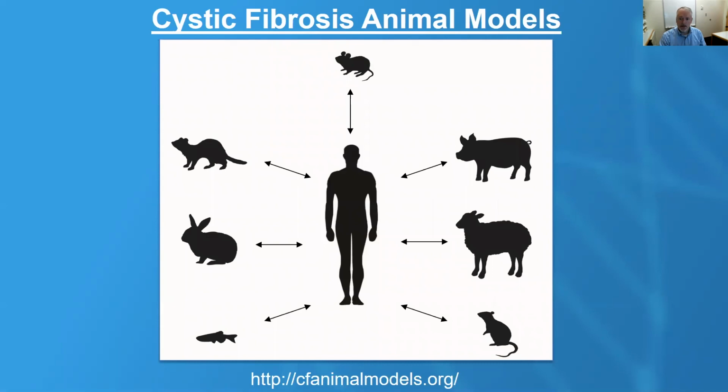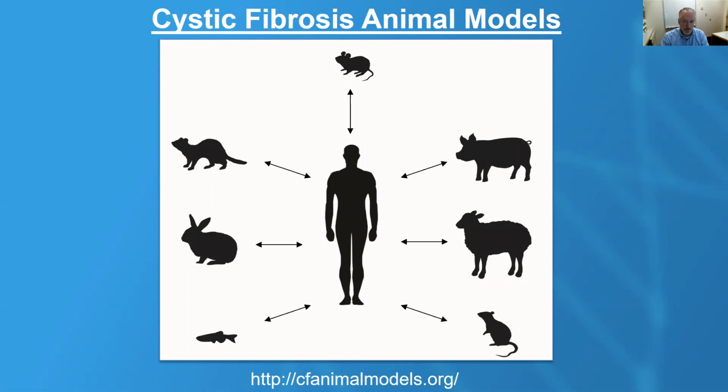First, I would like to acknowledge that as a research community, we are very fortunate to have so many animal models to study cystic fibrosis and utilize them to test potential therapies. All of these are important models in their own right. I have drawn these arrows to represent that information is really a two-way street.